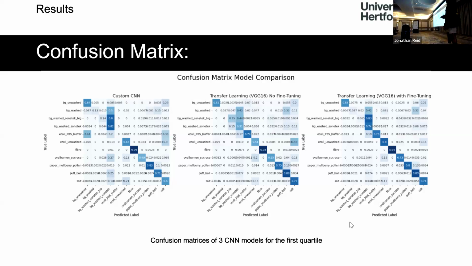So this is just a comparison. I haven't told you exactly what I'm comparing with what, but this is the confusion matrix for 3 CNN models for the first quartile. You're seeing a quartile there. What I did was I divided my data into 4 different quartiles, and I started removing the lower ones systematically.